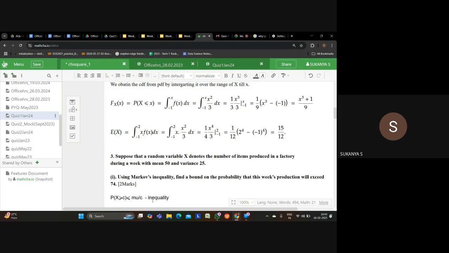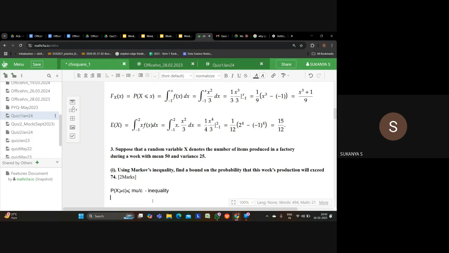But what we have to find here is probability of x greater than 74. So we cannot directly apply Markov inequality. So what can we instead write this as? What is this equivalent to? 1 minus x less than or equal to 70. No, it is still greater than. You don't have to make it less than. You just have to make it an equal to sign. X is greater than or equal to 73.